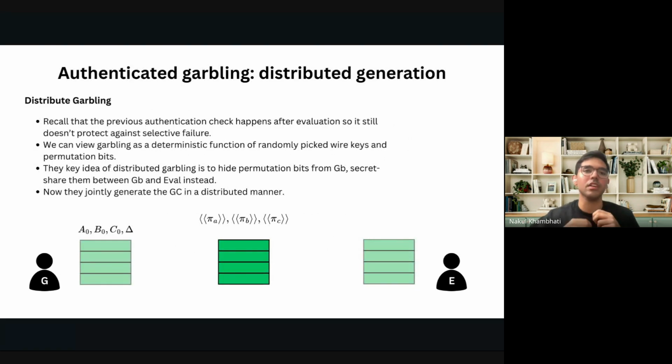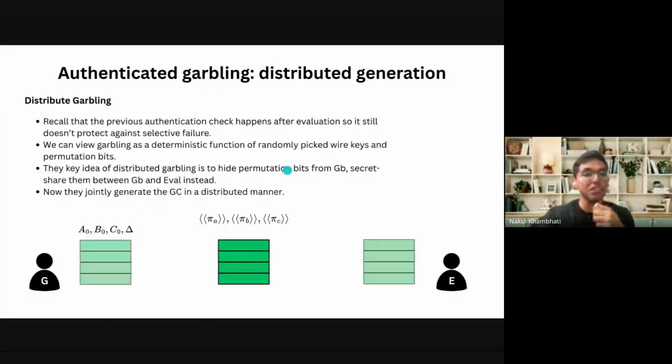And the other step is distribute the generation of this GC. Recall that in the previous authentication check that I mentioned, it happens after evaluation. So it still doesn't protect against the selective failure, which can be an abort during the evaluation of the protocol. This framework basically views garbling as a function of randomly picked wire keys and permutation bits. And earlier, this randomness was known. Garbling is to hide these permutation bits from the garbler.